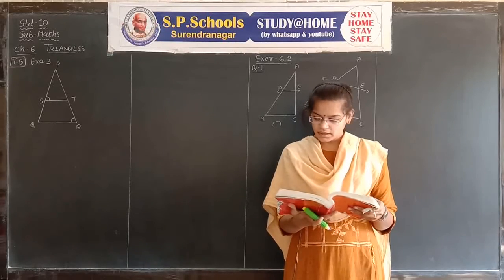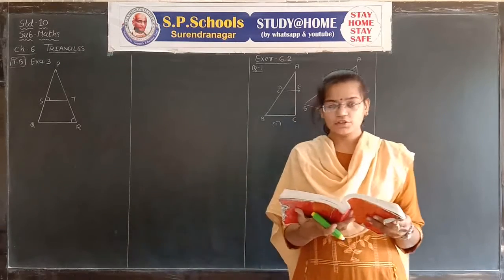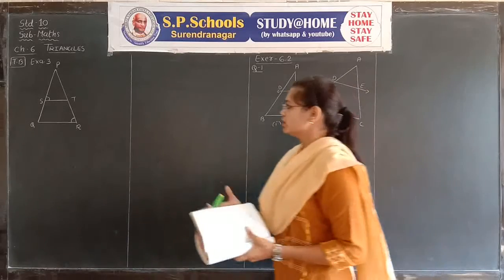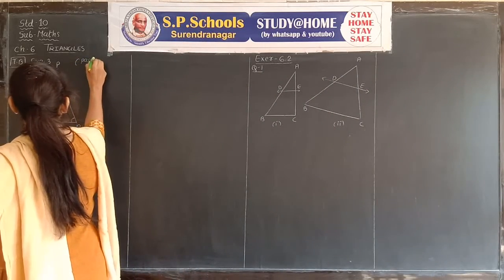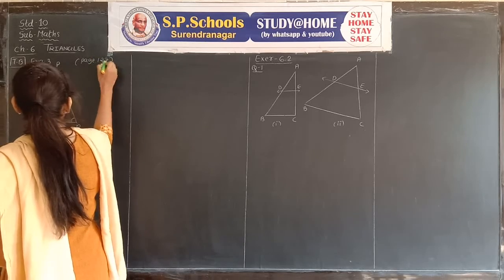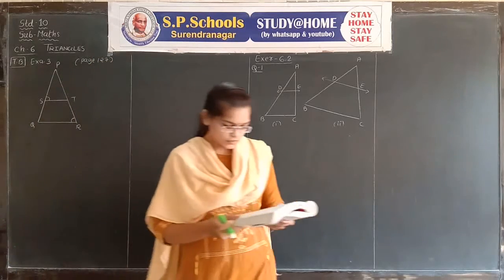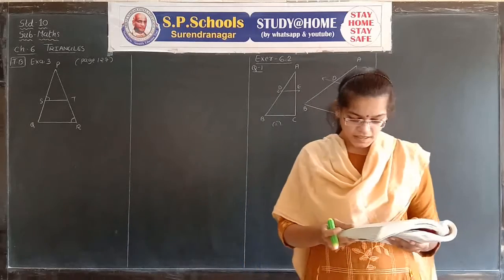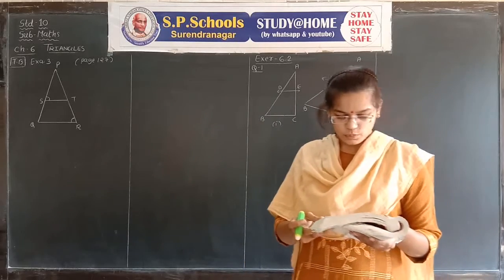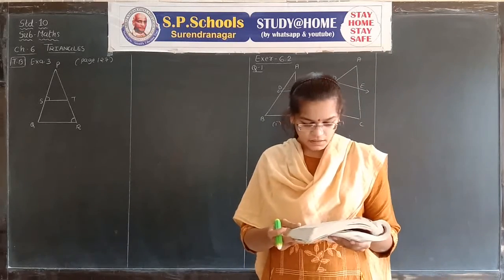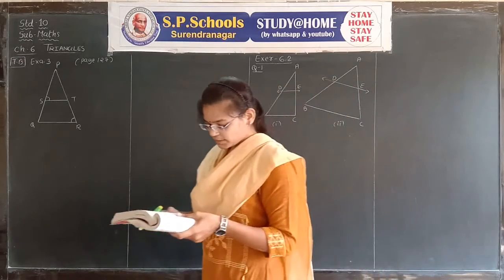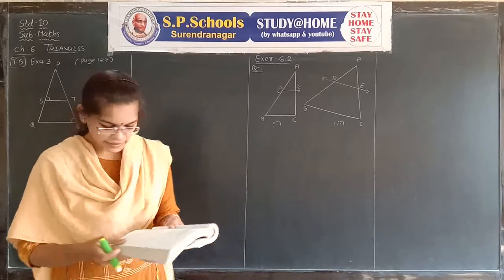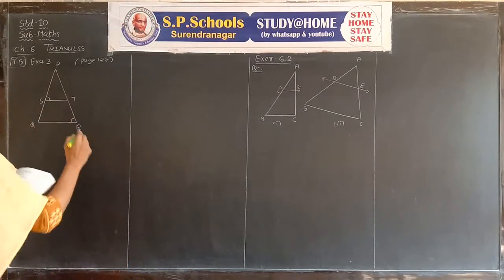Let's see example number 3 in your textbook, page number 127. In figure 6.16, PS upon SQ is equal to PT upon TR and angle PST is equal to angle PRQ. Prove that triangle PQR is an isosceles triangle. The figure is given in our textbook.